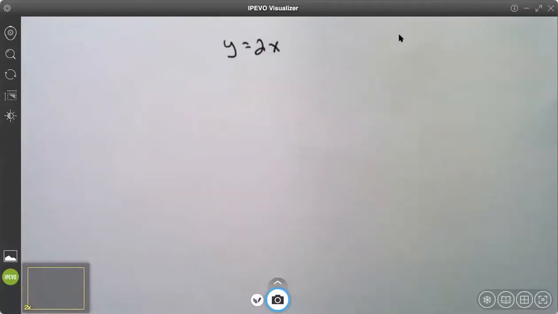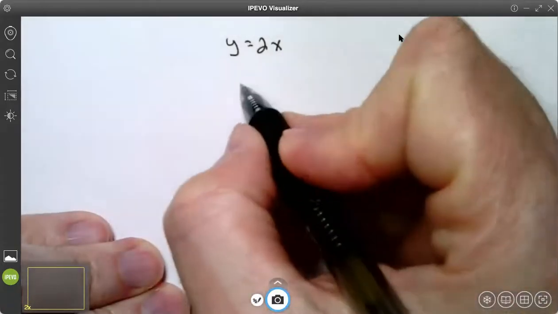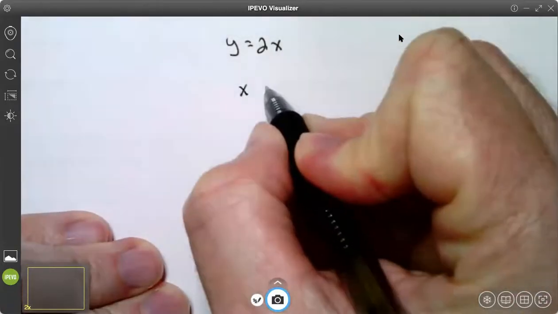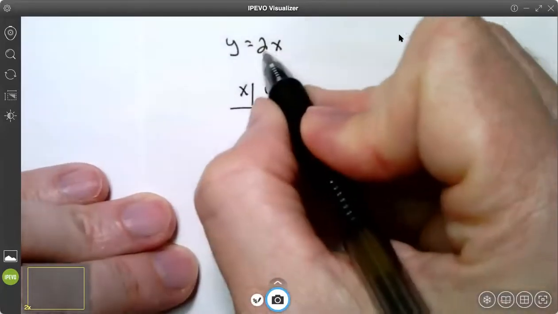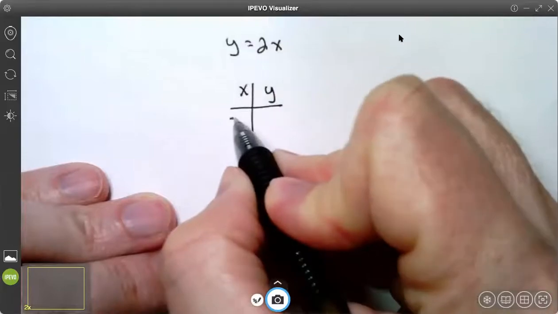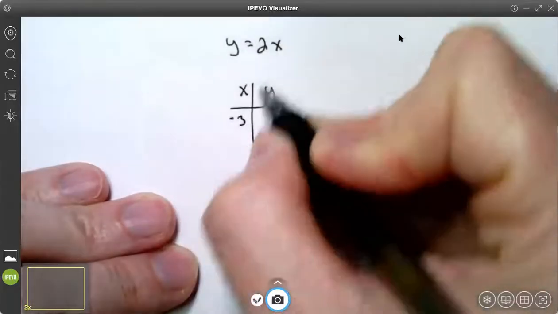I'll talk about one more with you. Here we have an equation, y equals 2x. There are many different ways to graph it. Let's graph one more using the table. So not as elaborate as the ones I had done before, but let's pretend that I plug in a bunch of values, starting with -3.